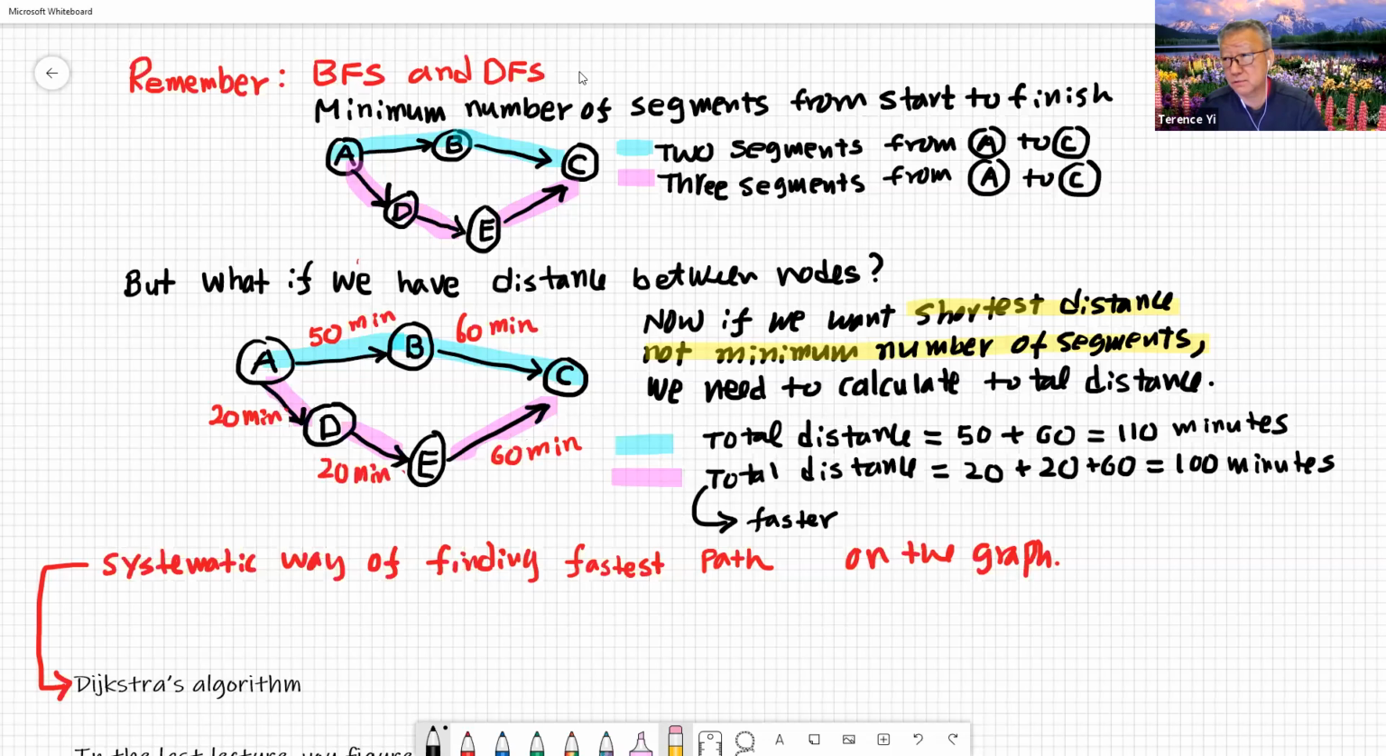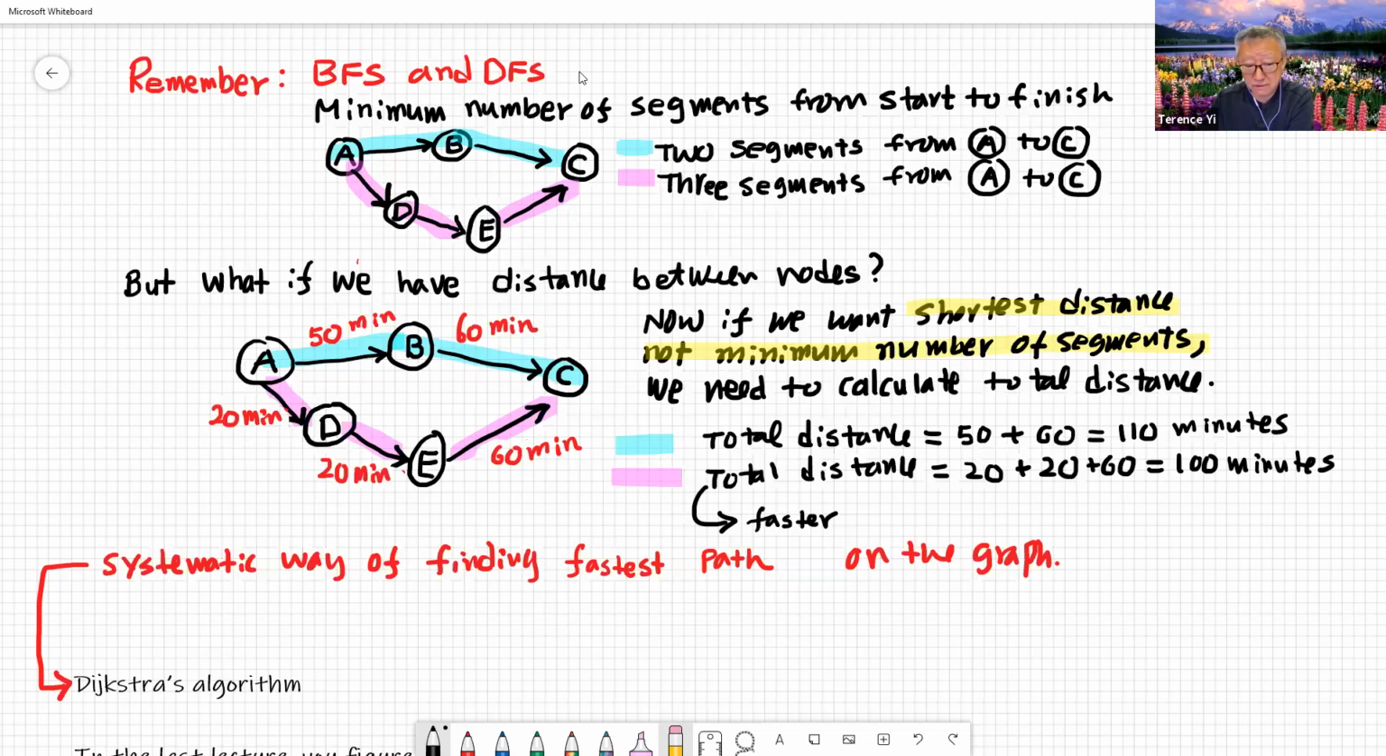Now, although we are using different data structures, with breadth first we are using a queue, and with depth first we are using a stack, the idea behind these two search algorithms is: can I get the minimum segments from point A to point C? That's the whole idea behind BFS and DFS, right? Minimum number of segments. But what if we assign the distance, the time, let's say?